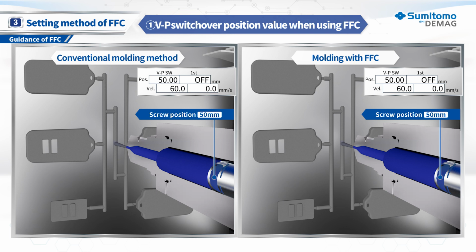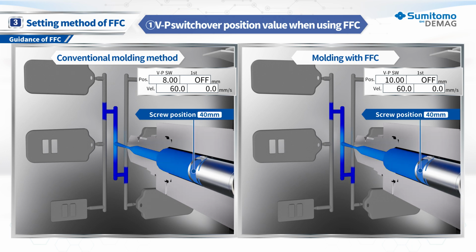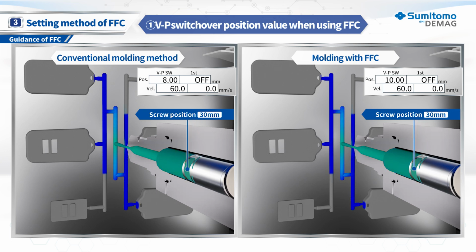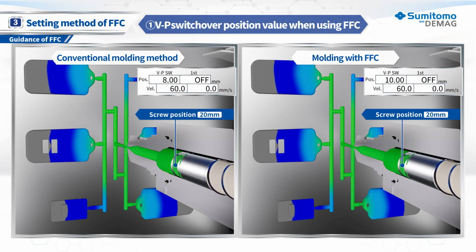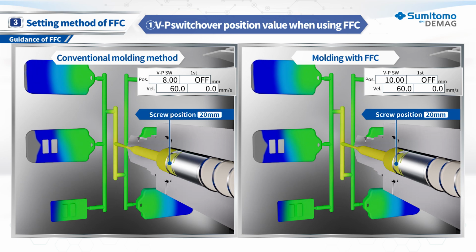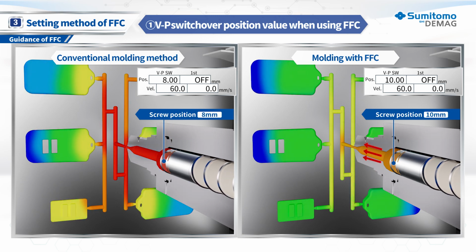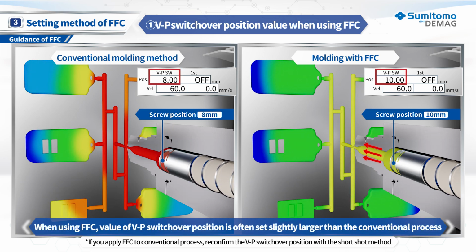By the way, the previous explanation is the procedure for setting the injection conditions from scratch, but there may be many cases where FFC is used for existing molding conditions. In such cases, there are some points to be aware of. When molding with the FFC function, the VP switchover position value is often set a little larger than the value used in the conventional molding, because the viscoelasticity of the resin is utilized for filling.